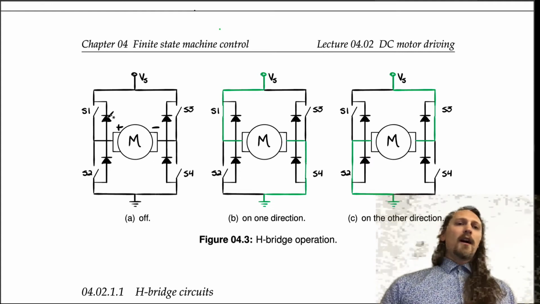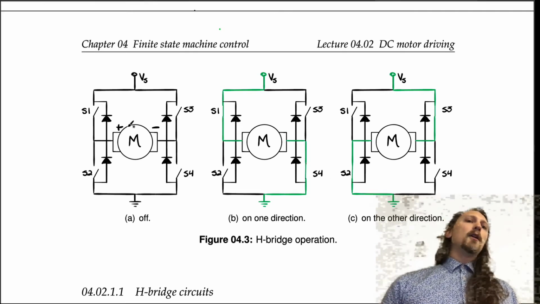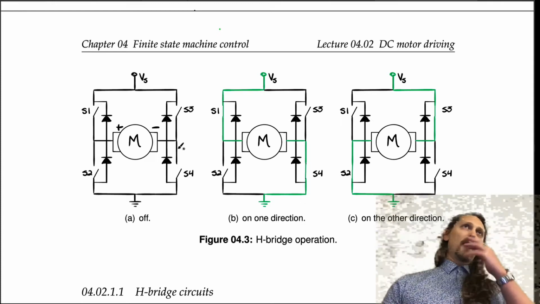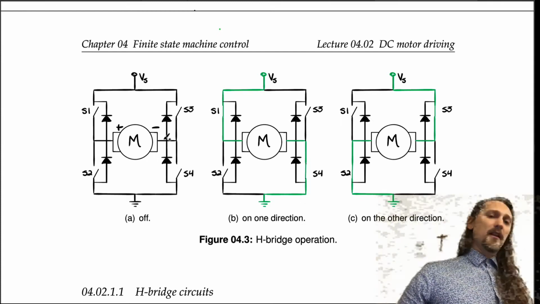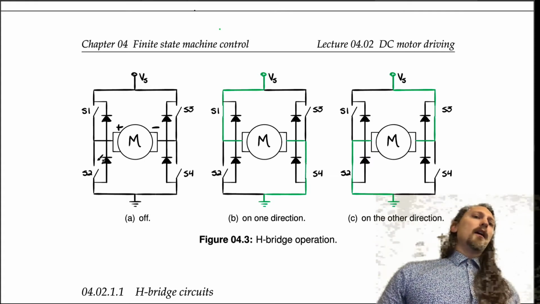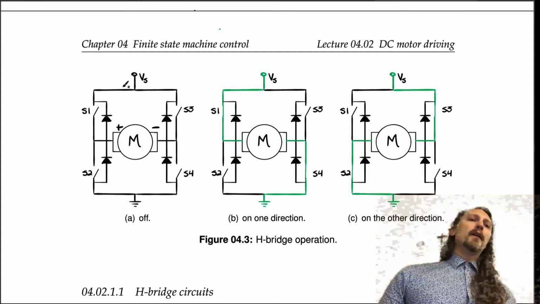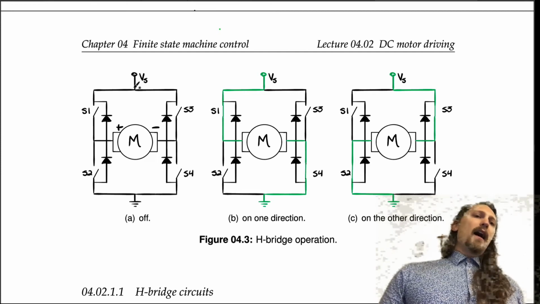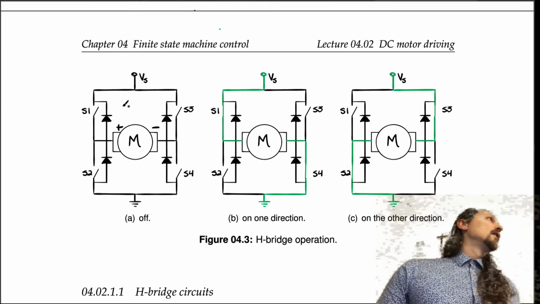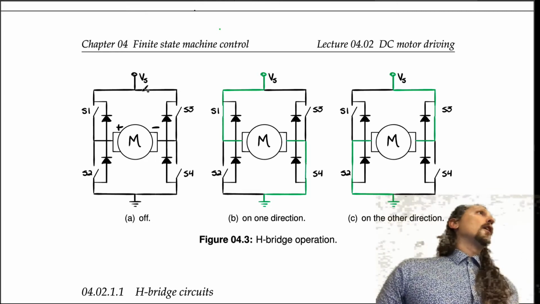Okay, so in off mode, you've got 4 switches here, so they're often MOSFETs or some sort of transistor that can be operated as switches that are open. So when those are open, you've got a high voltage here and a low voltage here. The diodes are off and current's not flowing, right?